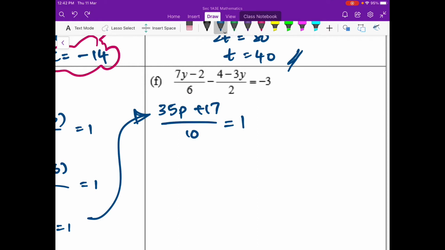Okay, from here, 35p plus 17 equals to 10. 35p is 7. P equals to 1 over 5. Okay, p is 1 over 5. You can do the substitution back into the equation and you will see that it is correct.